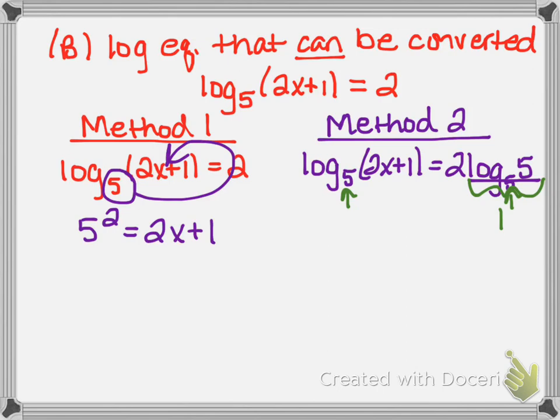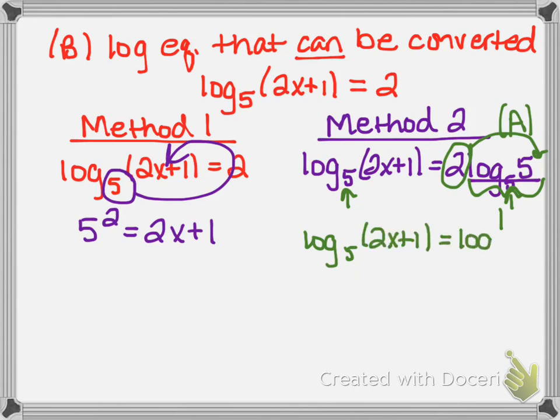But now what I've done is I've moved it back into category A. I can use my log properties to solve it. And so this 2 would move up to the exponent, just like it did in the example for type A. And so I would now have log base 5 of 2x plus 1 is equal to log base 5 of 5 squared. And now I can drop the logs and bases.